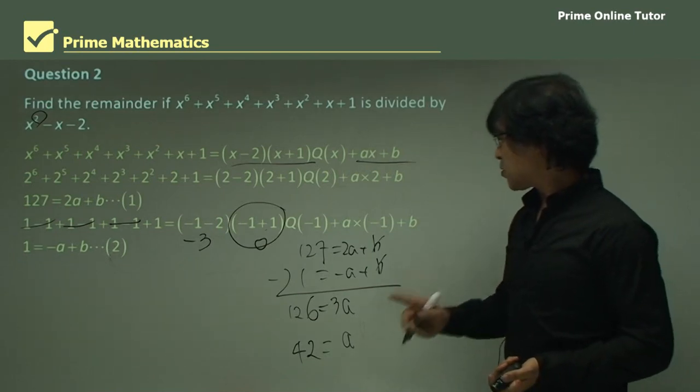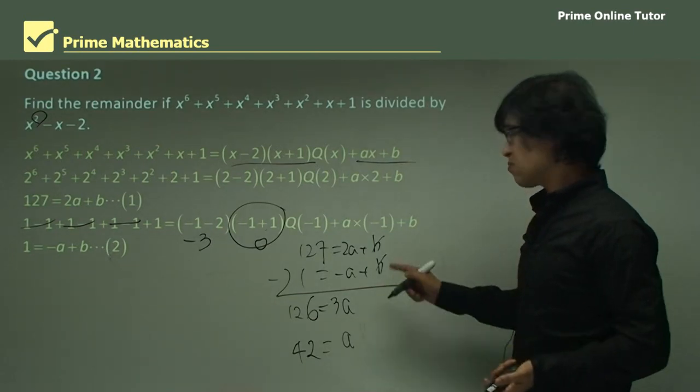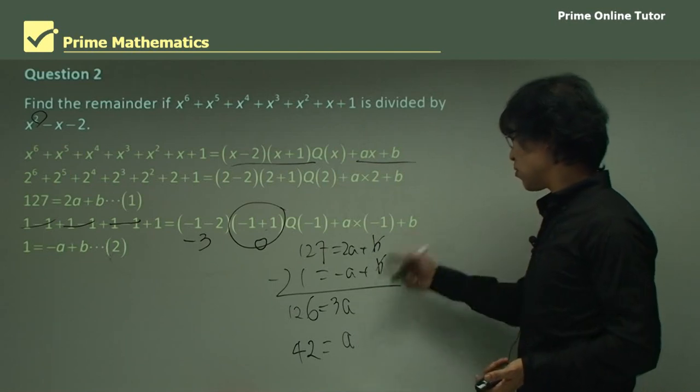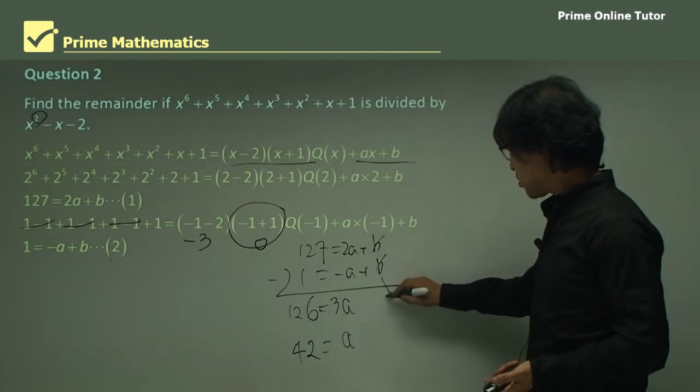Now the next one is to find out the b value. Okay, whatever. You can substitute whichever you want to. I'm going to substitute here.